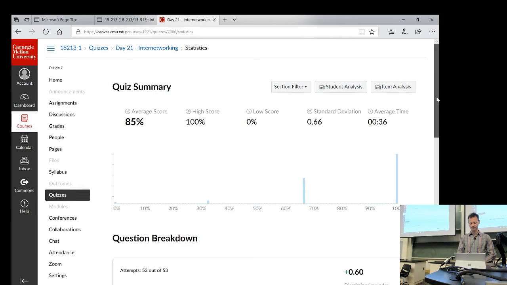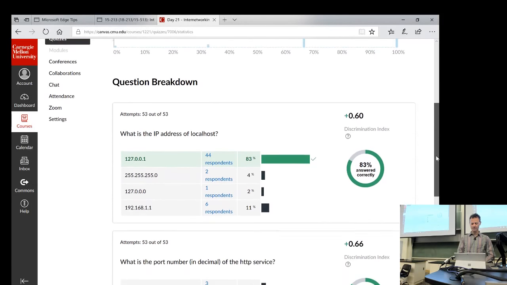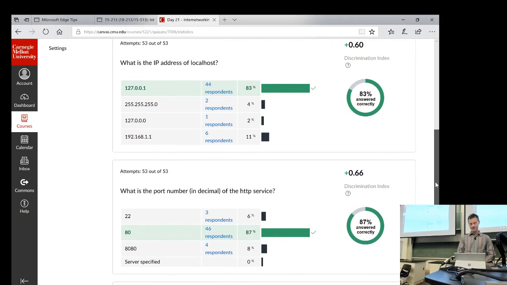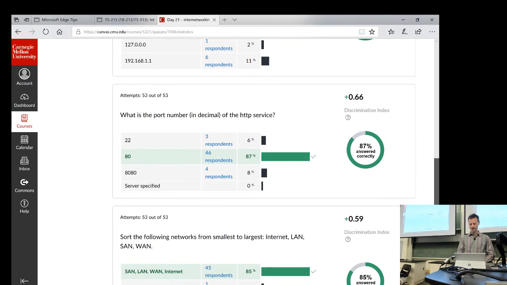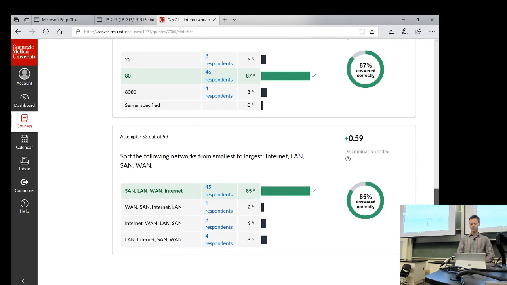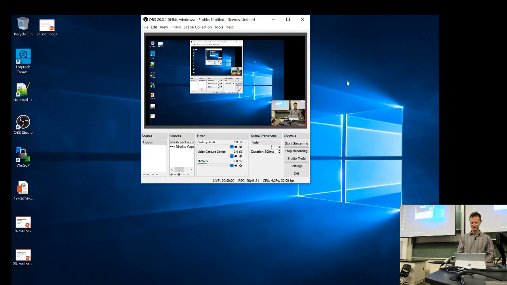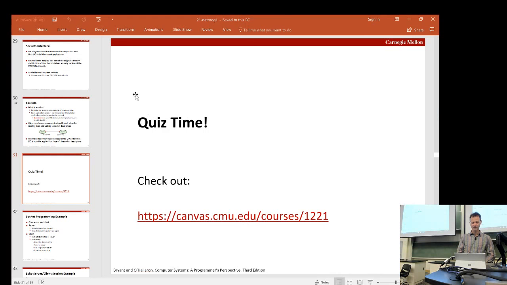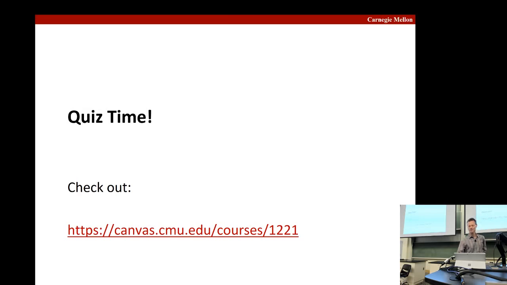All right, so how do people do? Excellent. 83% knew that localhost was 127.0.0.1. 87% knew that 80 was the web service port number. And 85% got the networks in the proper order, smallest to largest. All right, easy stuff, good. Either the questions are easier or you really understand this material. Maybe a little of both.